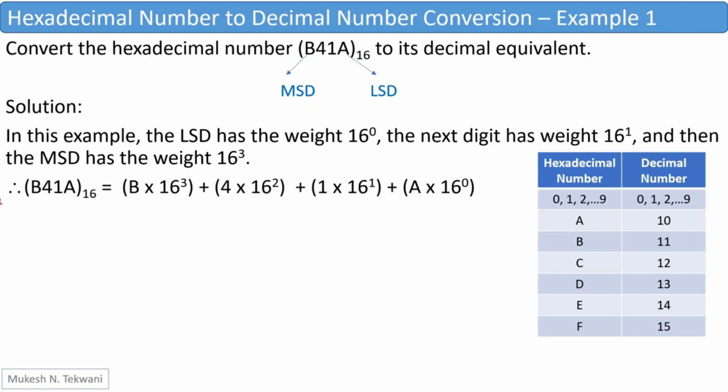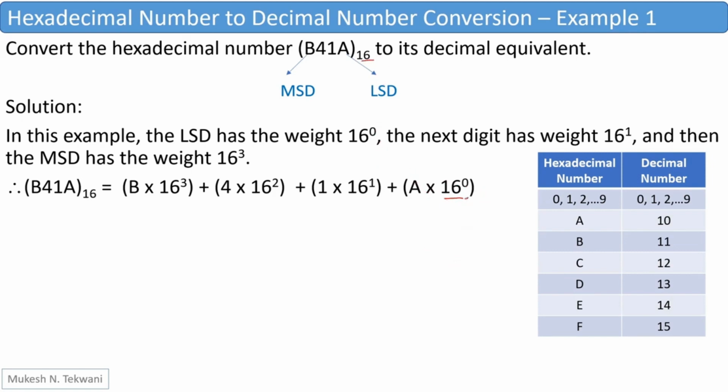Now we can write B41A of hexadecimal as equal to B into 16 cube plus 4 into 16 square plus 1 into 16 raised to 1 plus A into 16 raised to 0. So here is a simple way to remember. If we start writing from the least significant digit and move towards the most significant digit, observe A is multiplied with 16 raised to 0. Here 16 is the radix of the given number system.